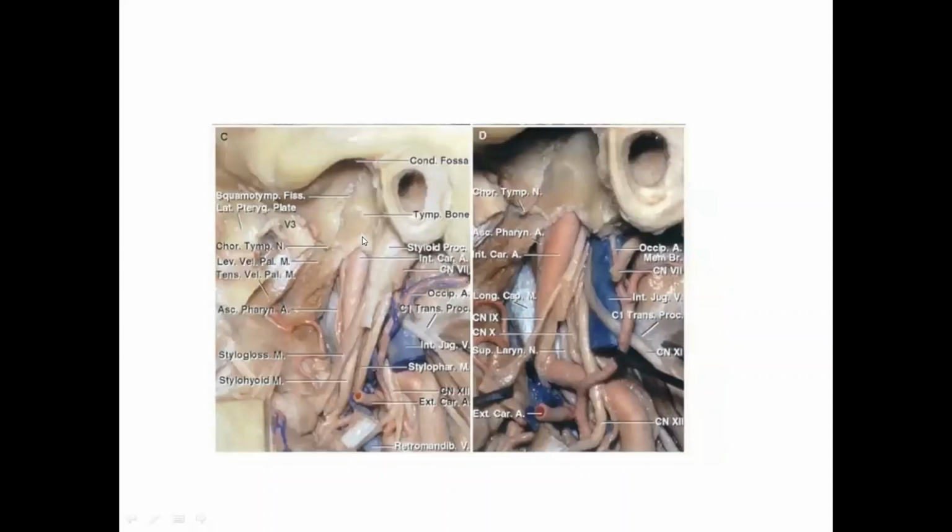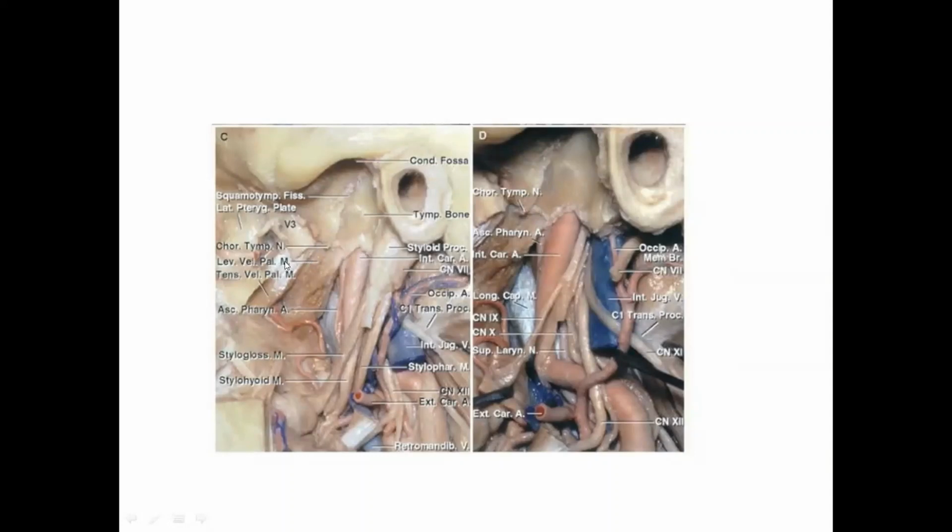Now that the muscles have been removed, we can correlate with the bony anatomy and the vascular structures itself. This is the condylar fossa, which was housing the mandibular condyle. This is the tympanic part of the temporal bone. Here we can appreciate the tympanic fissure between the squamous part and the tympanic part of the temporal bone. Chorda tympani, which is a branch of the seventh cranial nerve.